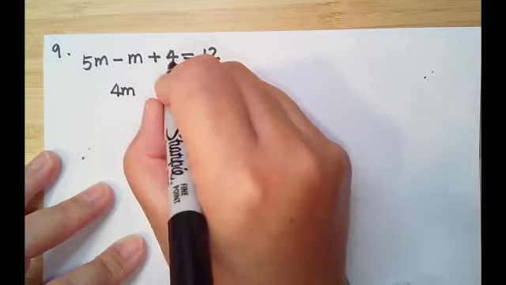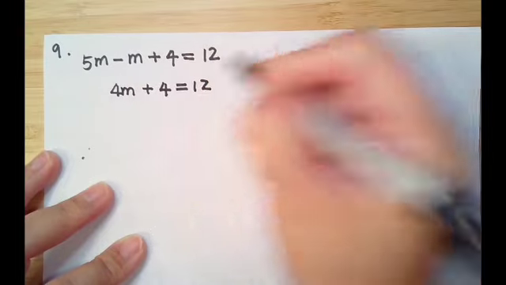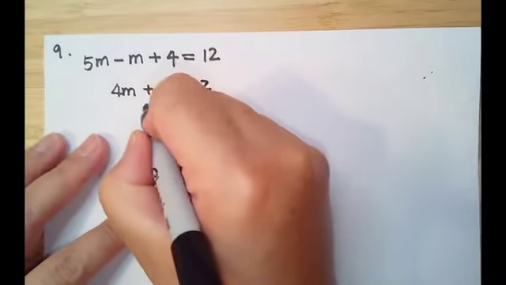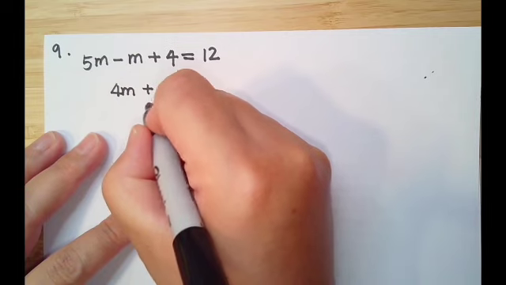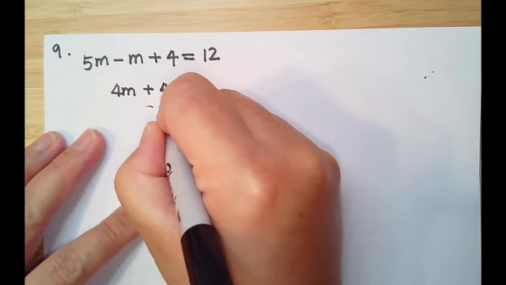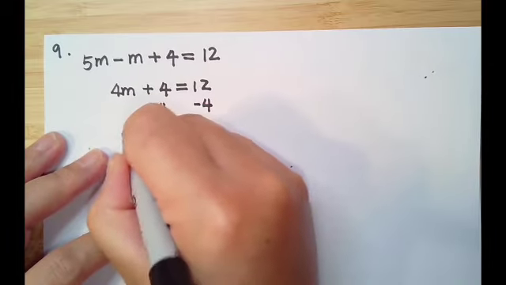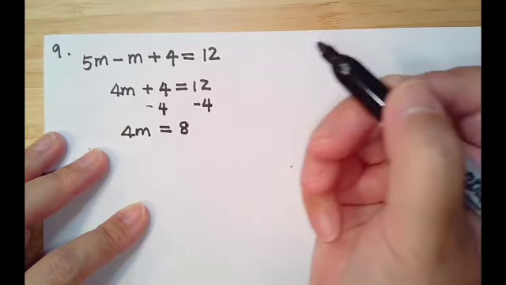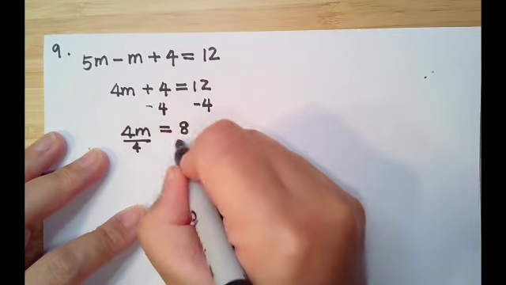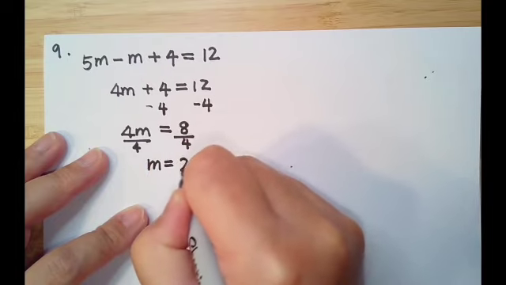I'm not changing anything. I can just write one more step, equals 12. And then the next step, I'm going to perform the inverse operation. I can subtract 4 on both sides. Then I have 4m equals 8. Next step, divide by 4. So you get m equals 2.